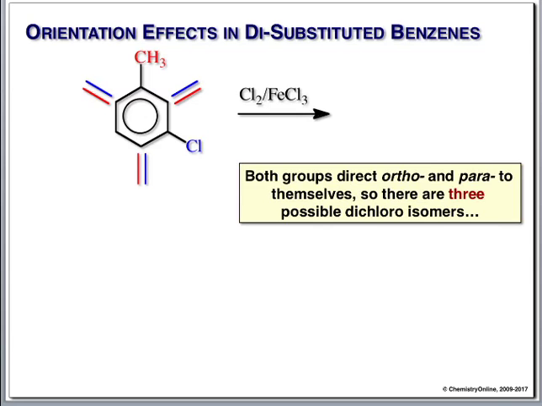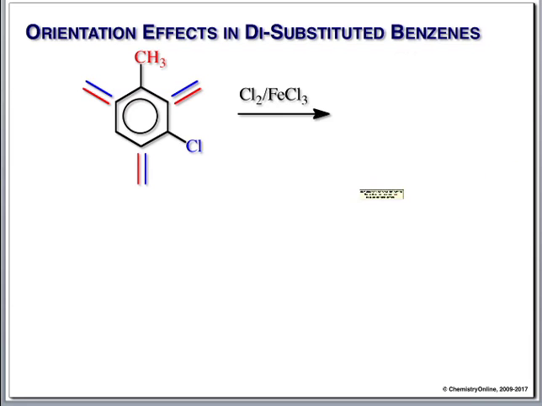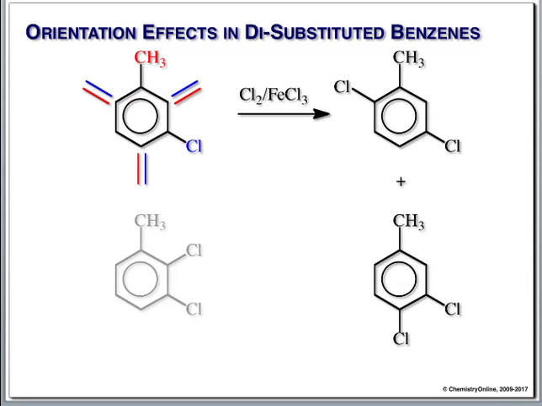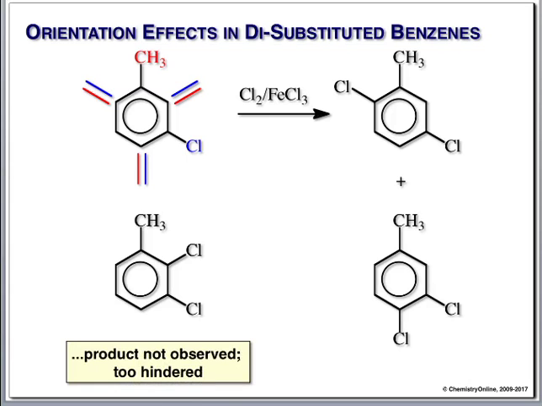Clearly, we're not going to get substitution here, are we? That's not going to work. But we could get this compound, we could get this compound, or we could get this one. Now, this one actually doesn't form because there's just not enough room to put everything together. But theoretically, it could happen. Now, on the exam, we're not going to do disubstituted compounds, but just remember, the most powerful group is going to dominate.